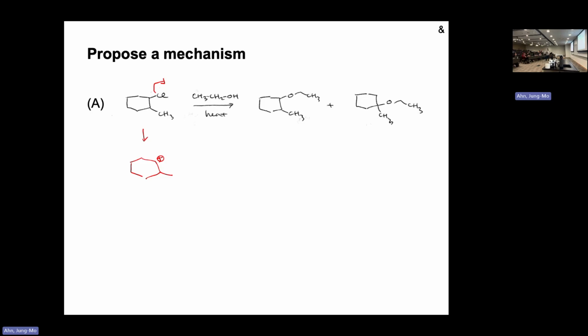The halogen chlorine pops out as a chloride, and we get the carbocation formed here. But that can be captured by the solvent immediately. Then you get this one. So that's a regular substitution product.